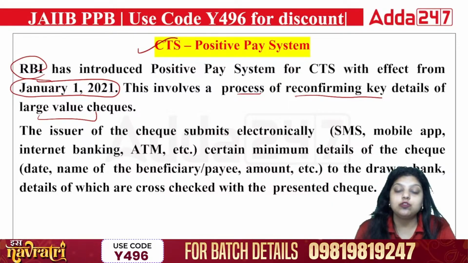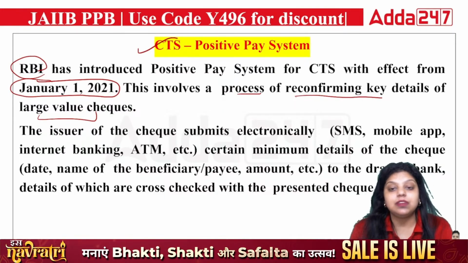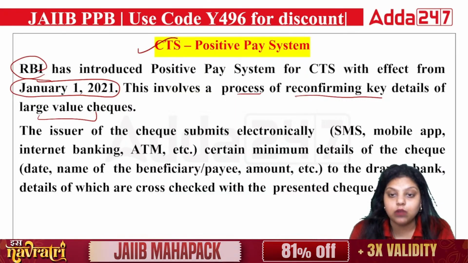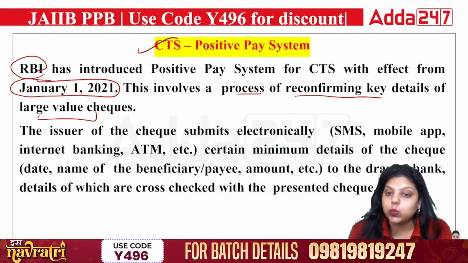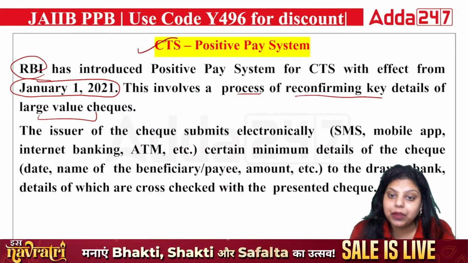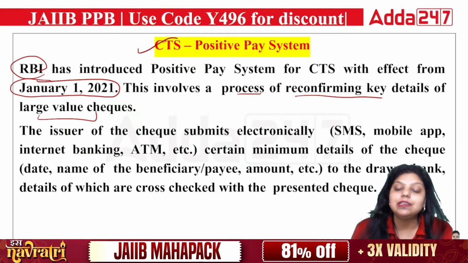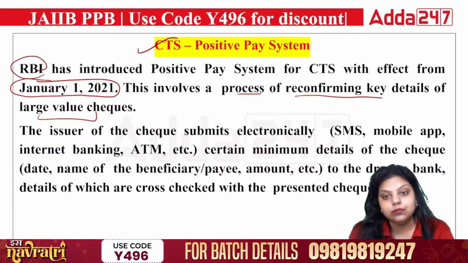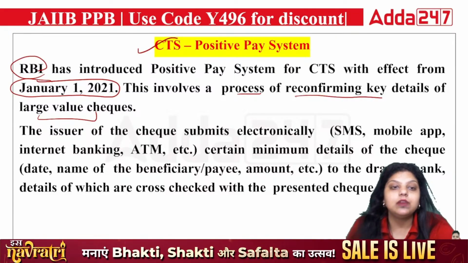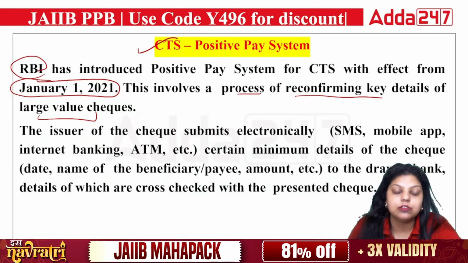If there is not such an amount of money in my bank account, then the check will be bounced, and I have to pay the penalty. In case of a bounce, when there is an insufficient amount in the drawer's account, the drawer has to pay a penalty, or imprisonment might happen. That's the fraud which used to happen, and to stop such frauds, CTS positive pay was introduced. RBI introduced the positive pay system for CTS with effect from 1st January 2021. It involves a process of reconfirming key details of large value checks.